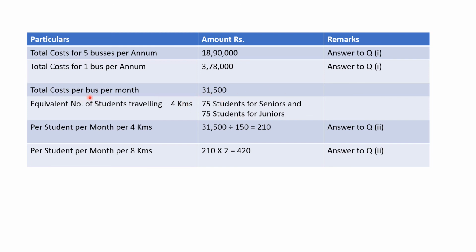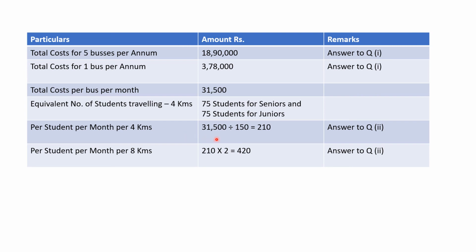So we have arrived total cost per bus per month, which is 3,78,000 divided by 12, is 31,500. So per student per month per 4 kilometers, that is 31,500 divided by 150 is 210 rupees. Why we are saying 4 kilometers: because I have equalized all the students traveling 4 kilometers and traveling 8 kilometers to a single factor. That is the reason I am saying 4 kilometers.